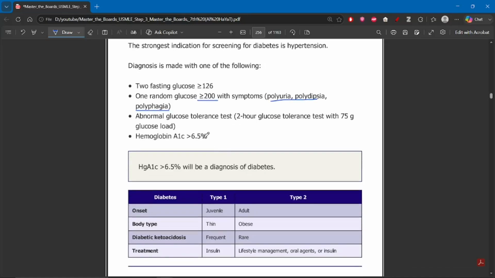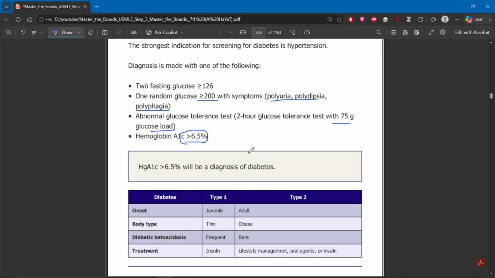Or an abnormal glucose tolerance test, a 2-hour glucose tolerance test with 75 gram glucose load. So if this is abnormal, then we will diagnose it. Or a hemoglobin A1C level of greater than 6.5%.